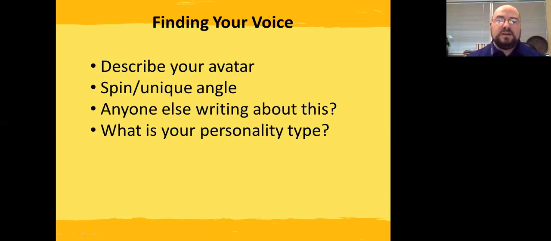What do you think a homeowner needs to know, or what is it that the association might need to know? You may want to do it from both different perspectives. So what is your spin on it? Is anyone else writing about it?